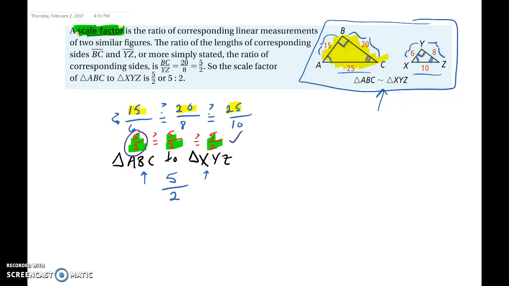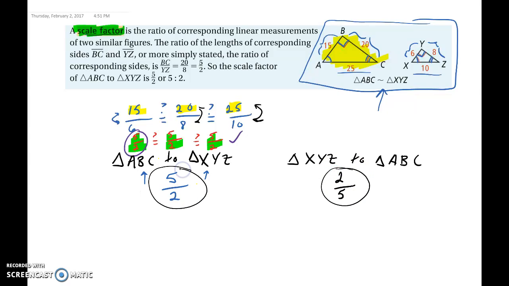If it were to ask what is the scale factor from triangle XYZ to triangle ABC, well, then all of these would have been reciprocals, which then means the scale factor will be 2 over 5. So it's very important that you're identifying which triangle we're starting from, or which polygon we're starting from, and which one we're going to. So this one will be a scale factor of 2 over 5, while this one is 5 over 2. And it's because we changed how we're creating our ratios.